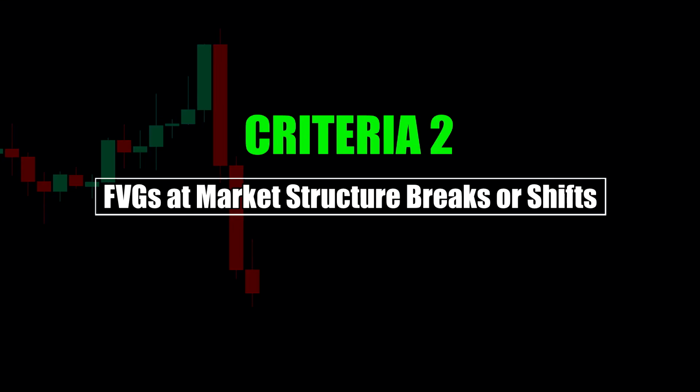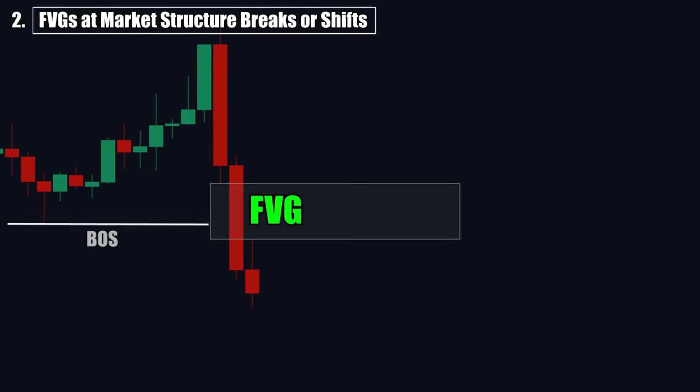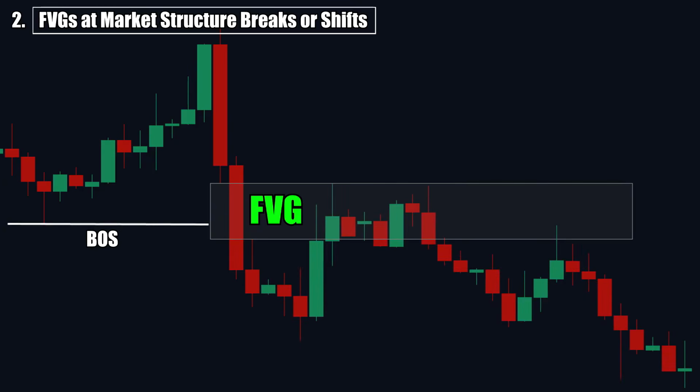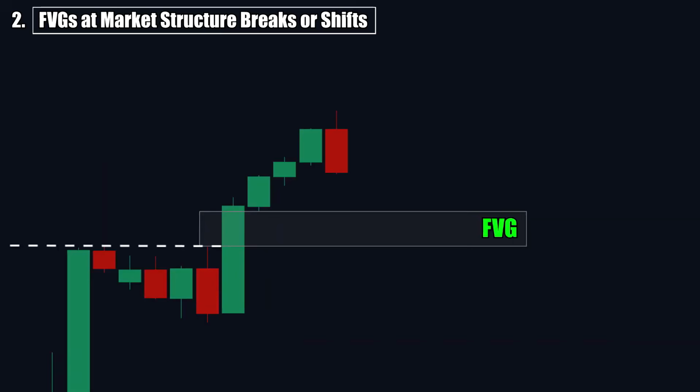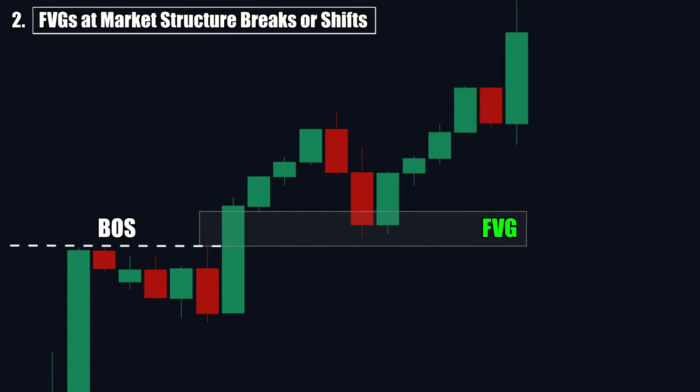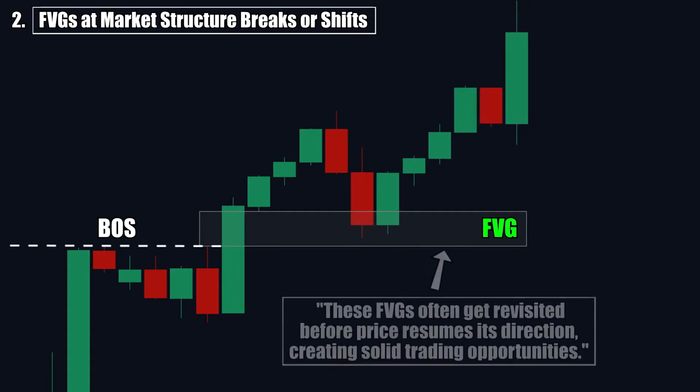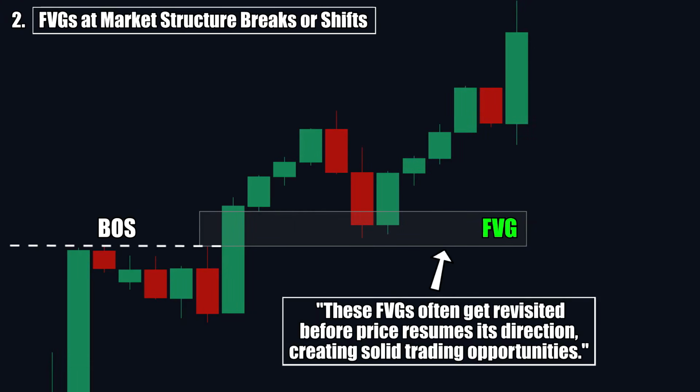And the second criteria is FVGs at market structure breaks or shifts. Gaps that appear during a break of structure or market structure shift are statistically more dependable. When a fair value gap forms as a direct result of structural momentum, such as a clear breakout, it indicates strong institutional participation. These FVGs often get revisited before price resumes its direction, creating solid trading opportunities.